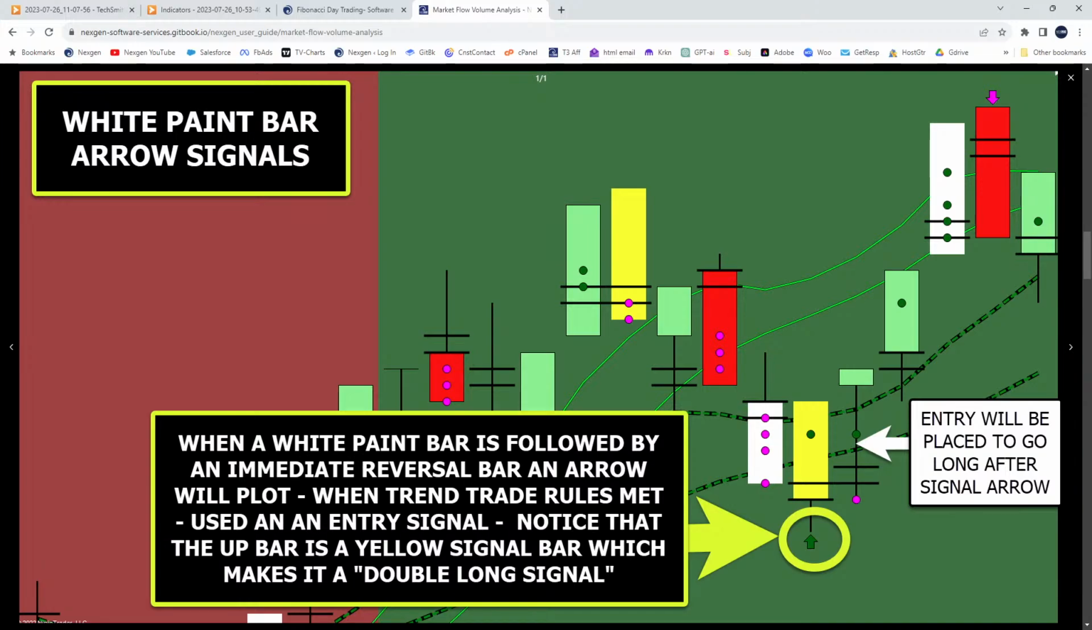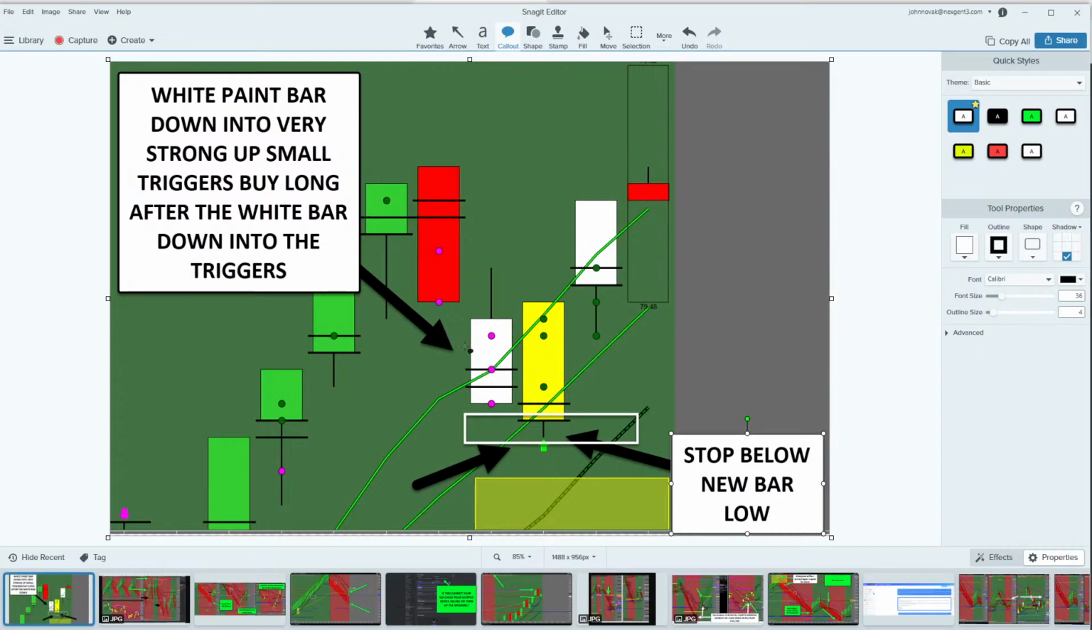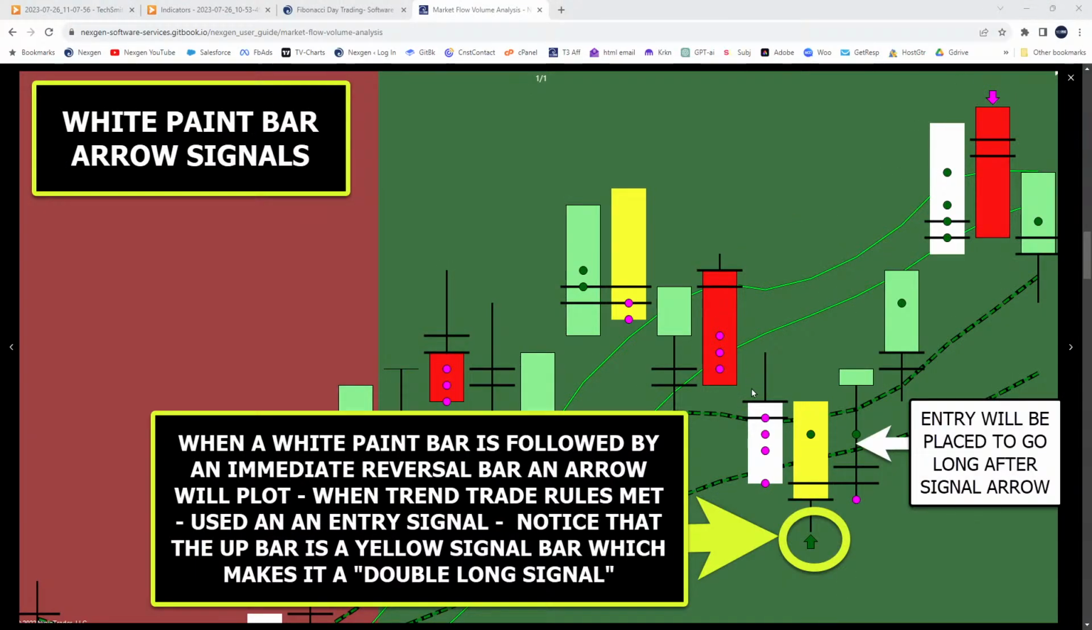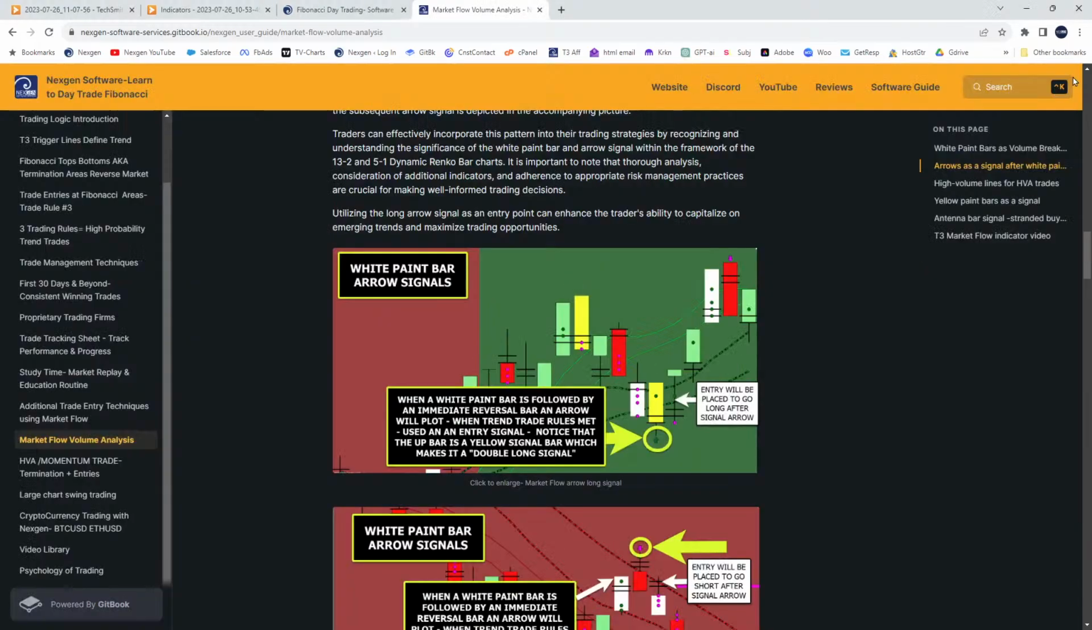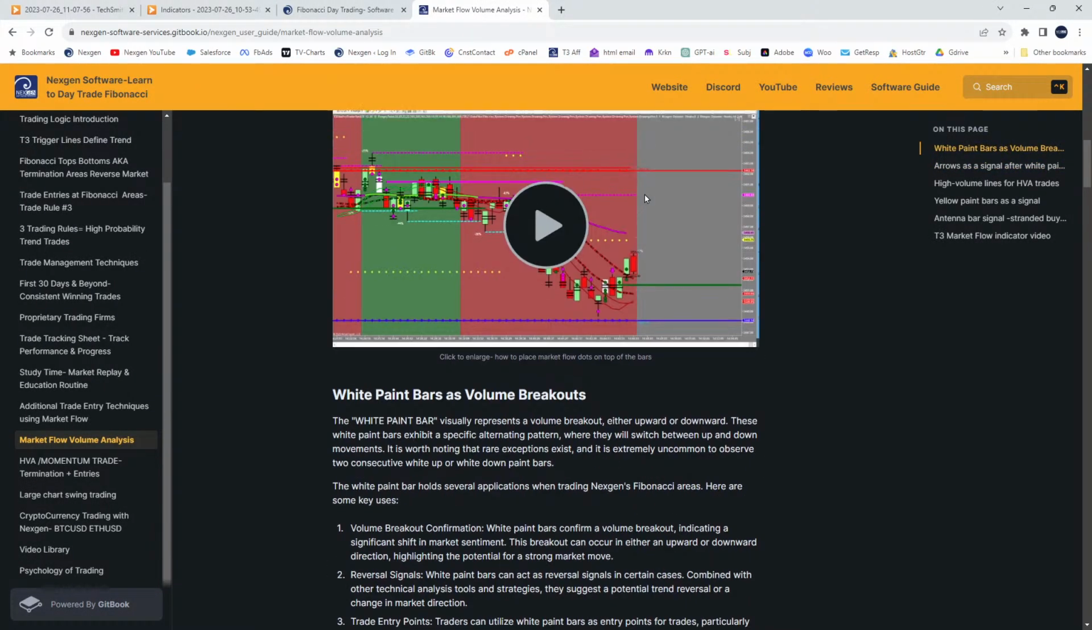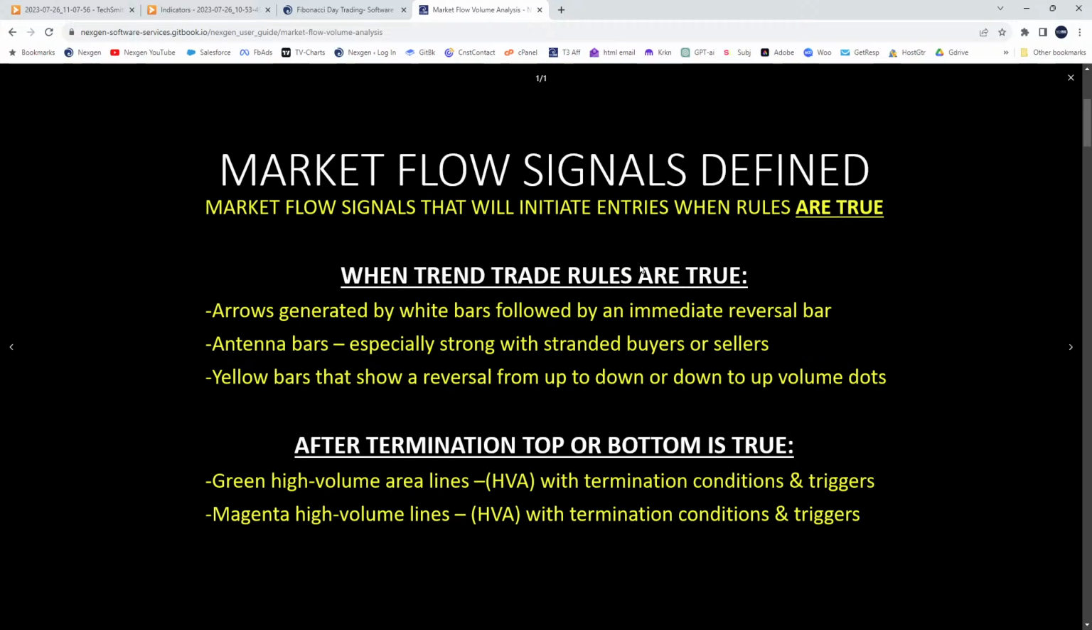I just want you guys to see the difference on what I just told you, okay? If you're above your small triggers, you can be more assertive on the way down. If you're below your small triggers, you wait for a signal and then get in after the signal. Everybody say yes, I got it. I just want to make sure, because I don't want anybody going insane with these white paint bars trying to buy and sell every one of them. Only when the rules are true and you're waiting to do a trend trade.